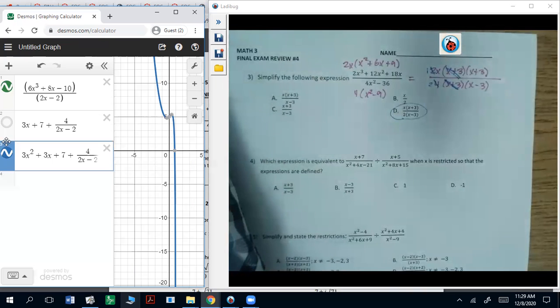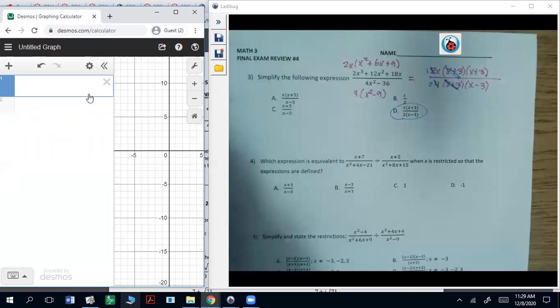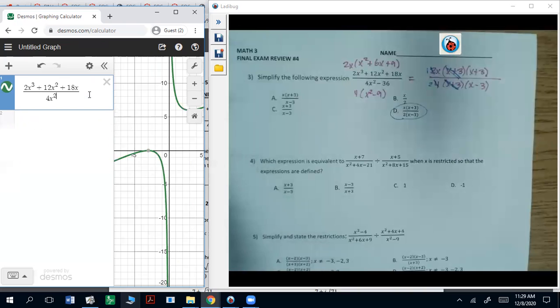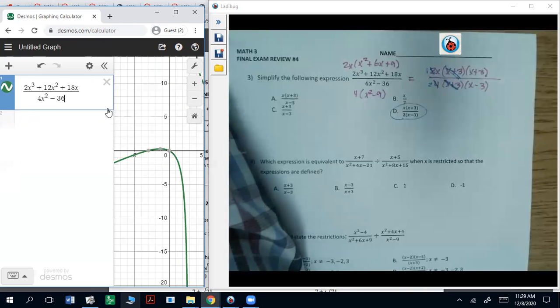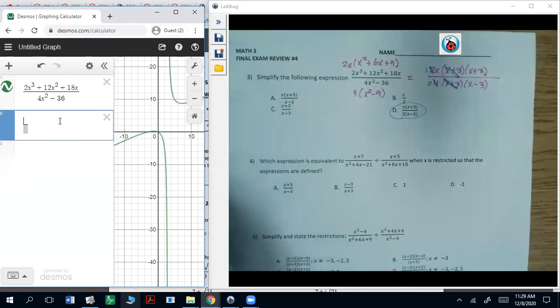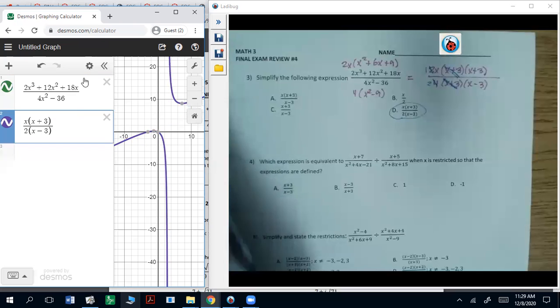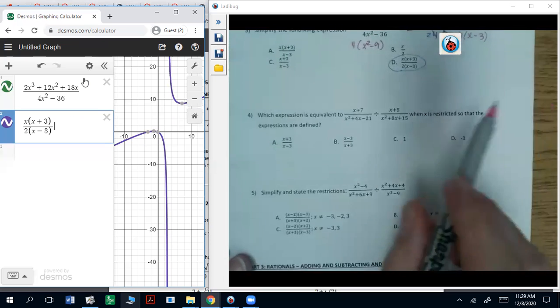Now I want you to, on these graphs, always check your original and your simplified expression. So you can go through and press the fraction bar first. You do 2x cubed plus 12x squared plus 18x, and do that over 4x squared minus 36. And look at that graph, and then test all your answer choices out. And once you get to the one that matches the graph up, you are good. See how those are the same. We can do that with any of these.